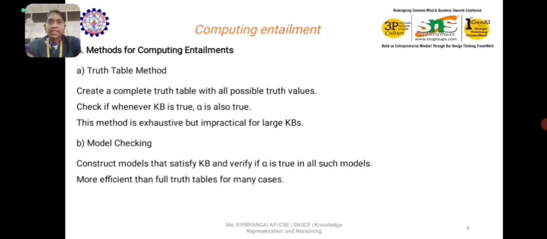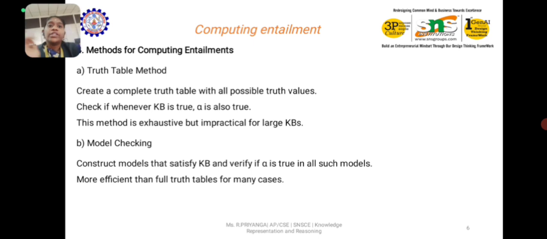And next is model checking. It involves creating models that satisfy the facts in the knowledge base. Then you check if the conclusion holds true in all models. This method is more efficient than the truth table for many problems because it does not need to consider all possible truth values, only those that fit the knowledge base.